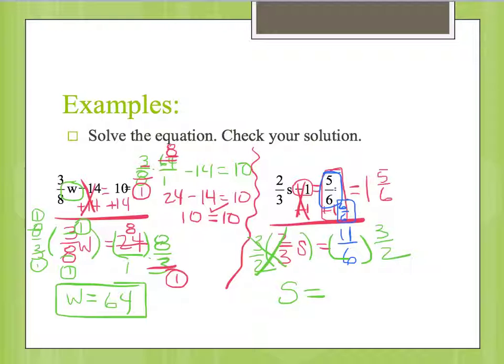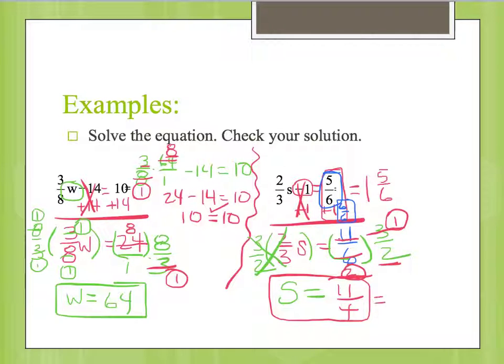Over here I can cancel the 3 and the 6, divide them both by 3 to get 1 and 2. So my answer now becomes 11 times 1 is 11, 2 times 2 would give me 4. My answer would be s is equal to 11/4. Now, I could leave my answer as an improper fraction, or I could turn it to a mixed number and say that that's 2 3/4.